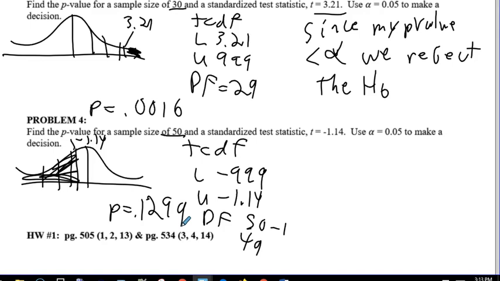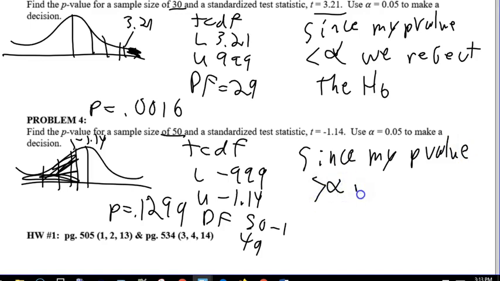Now notice, that's greater than 0.05. So, since my p-value is greater than my alpha, we fail to reject the H0.